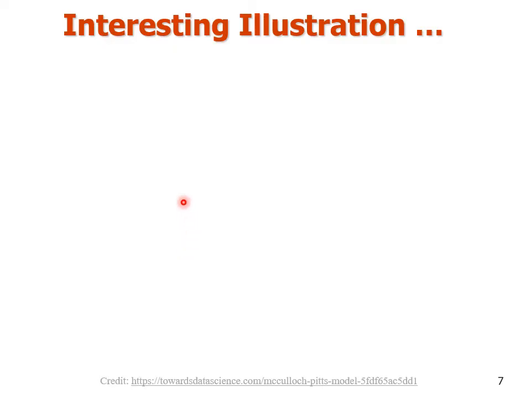Here is one interesting illustration. Let me clarify that this illustration is extremely simplified, just to have an overall idea. As my understanding of how the brain works is very limited, this is just an overall representation. I do not claim that the actual processing is exactly similar. So let us see this figure.